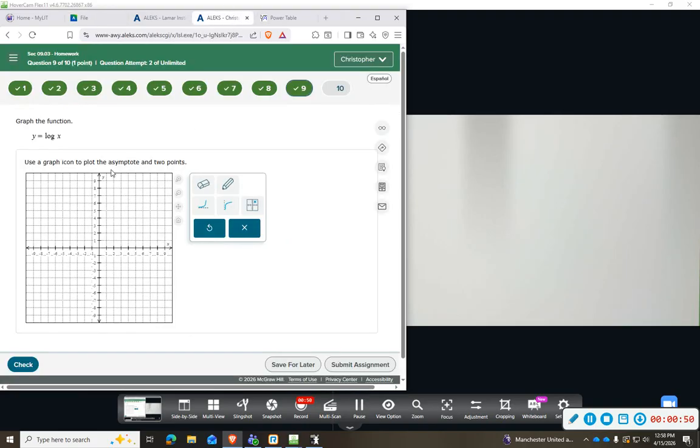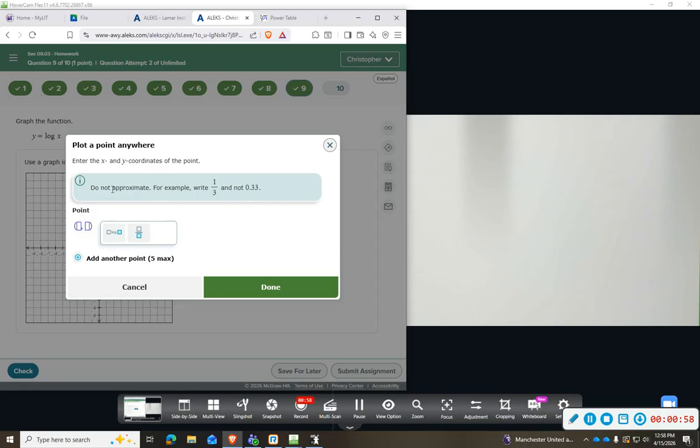So it tells us to plot 2 points. Now this is not something that we can do easily by hand. You would have to use technology. However, when you go to plot a point, it tells you do not round them, do not approximate. We want to put the exact value in. So it does give us the option to put log.